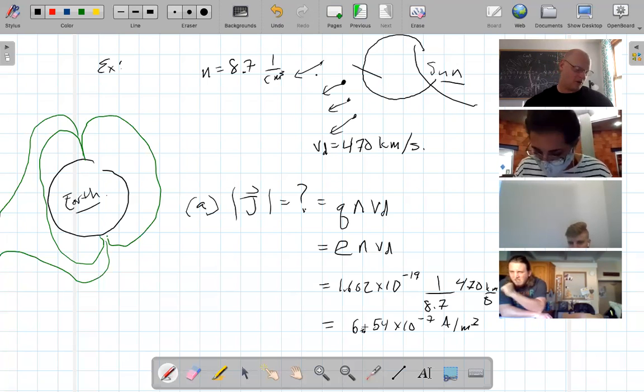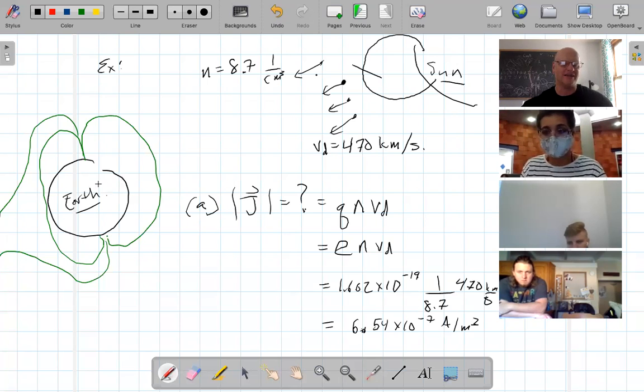Part B then wants to know, what would be the current from this current density that would be passing past the Earth? So basically I would have a current running through the Earth, and I want to know what that current is. Okay, so let's look at part B.